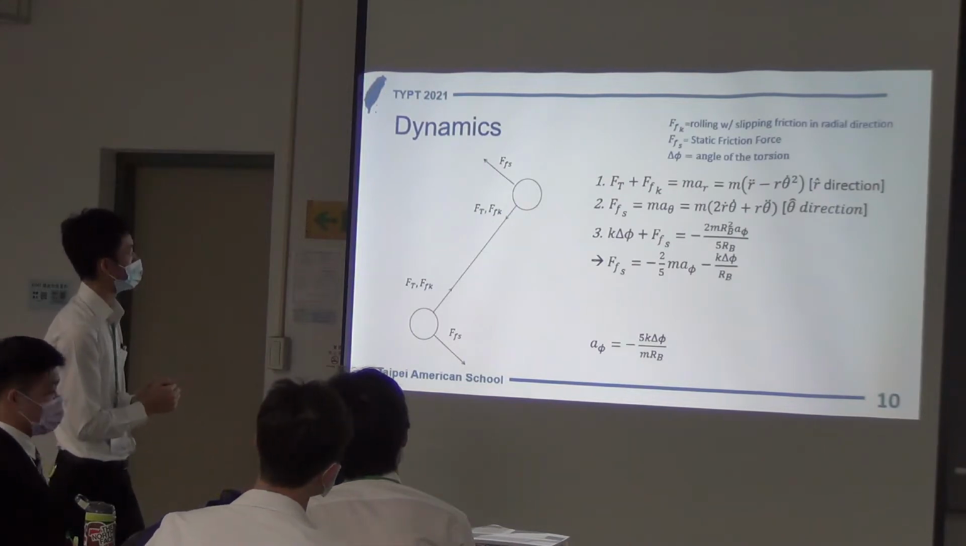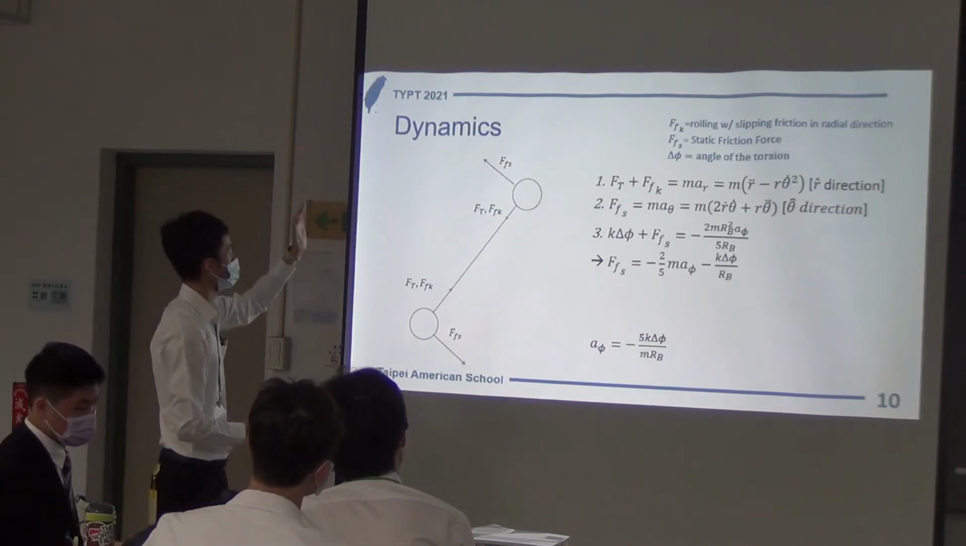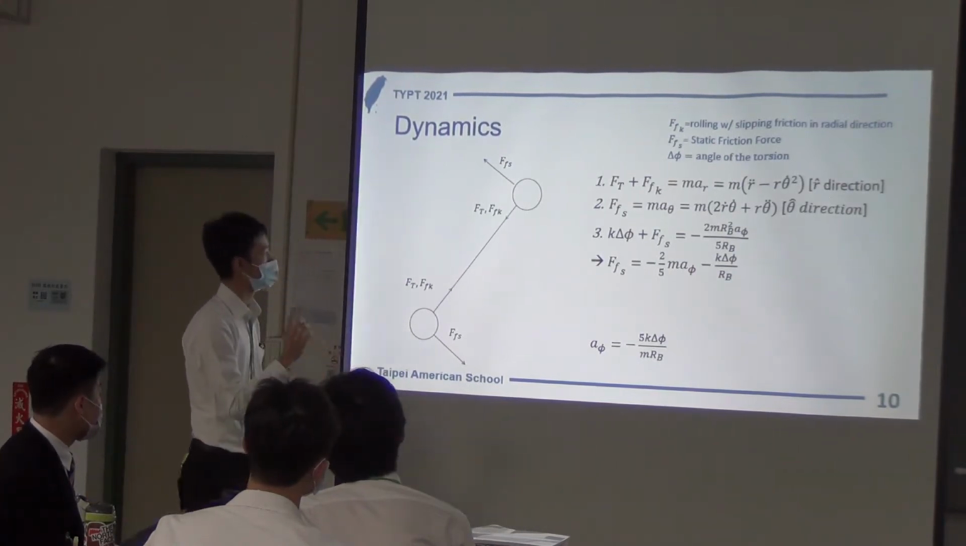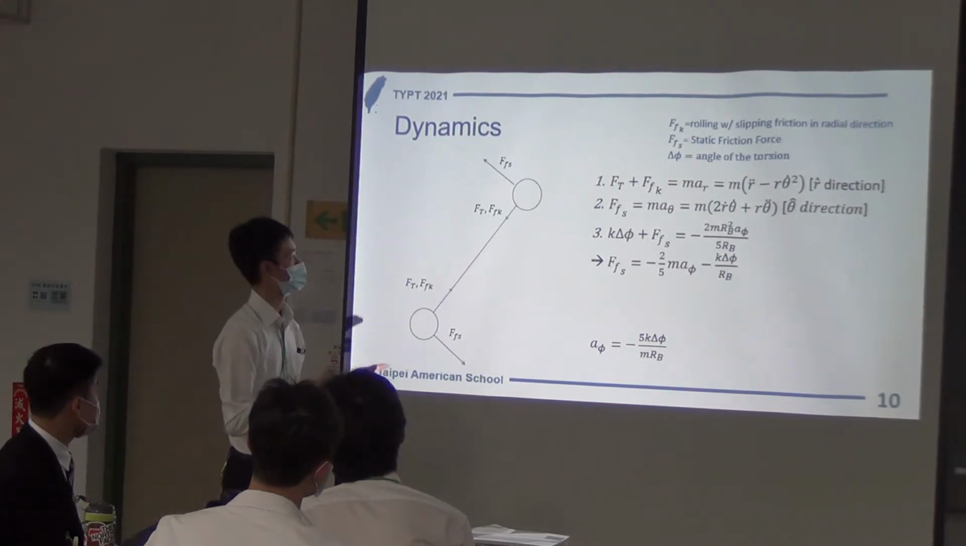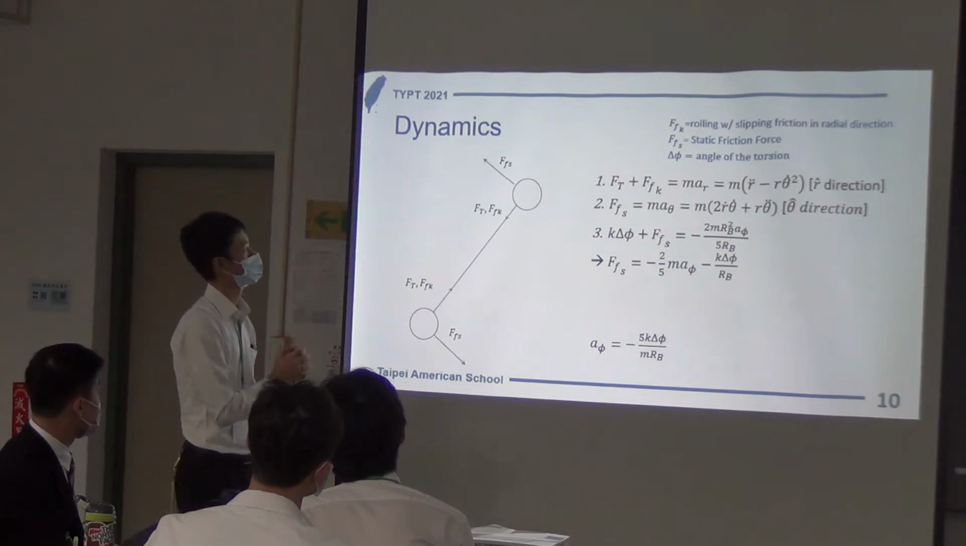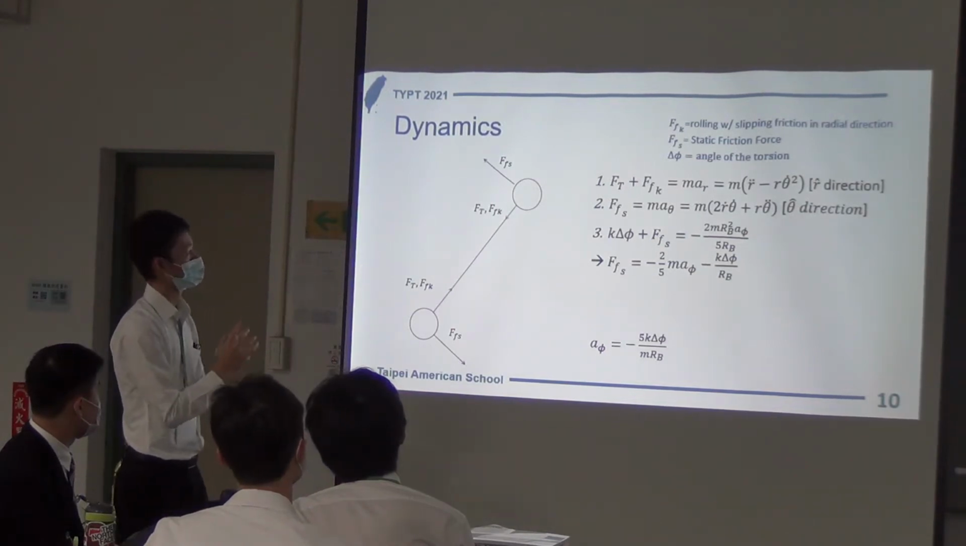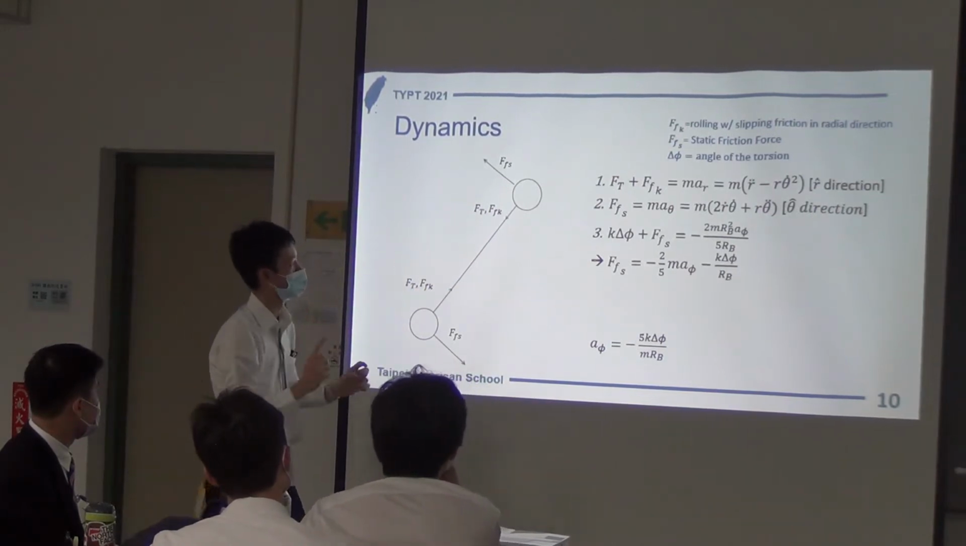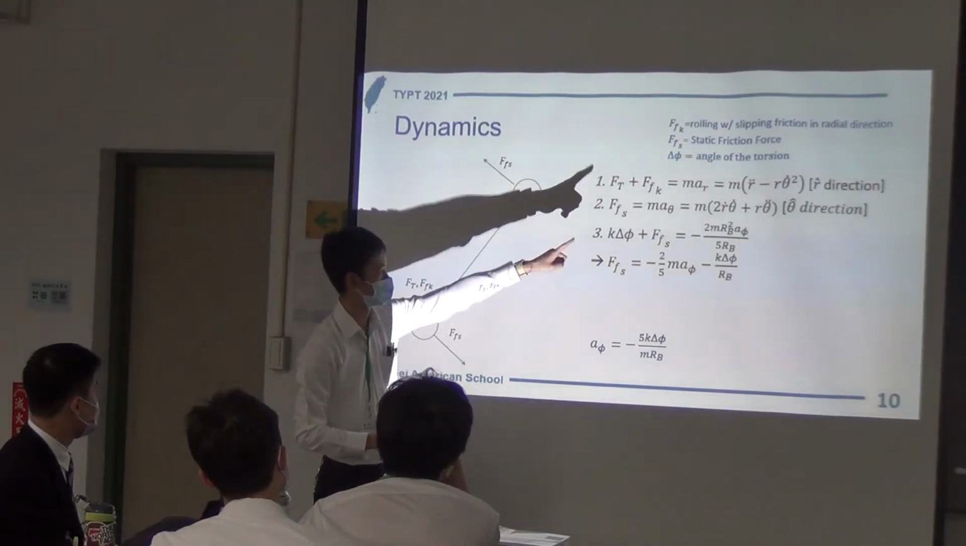So here's our dynamical system. Here we define our variables and we have our free body diagram. First we have our first two force equations. The force equation in the r hat direction reads: the tension force plus the force of friction will be equal to mass times the acceleration in the r direction. And note how we derived in the previous slide that the acceleration in the r direction will be that.